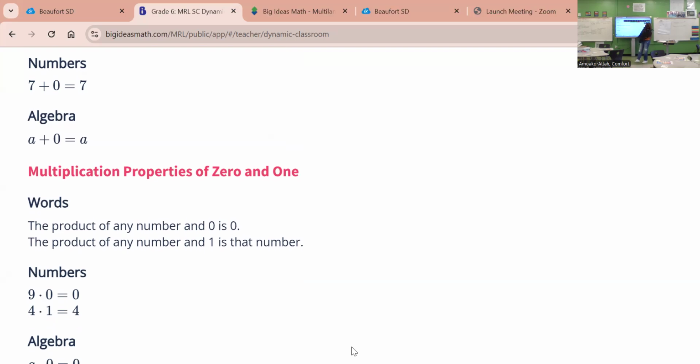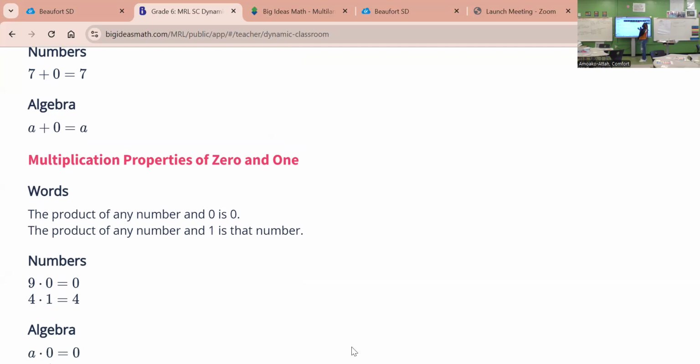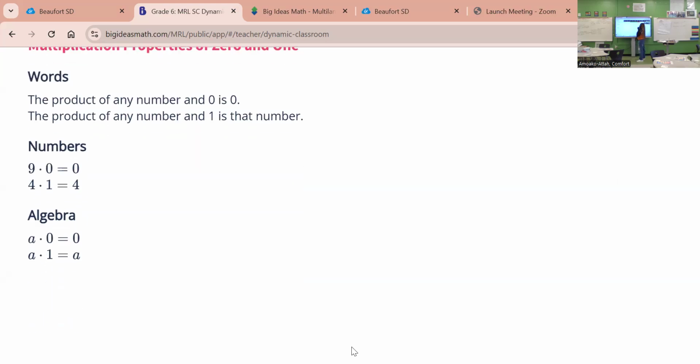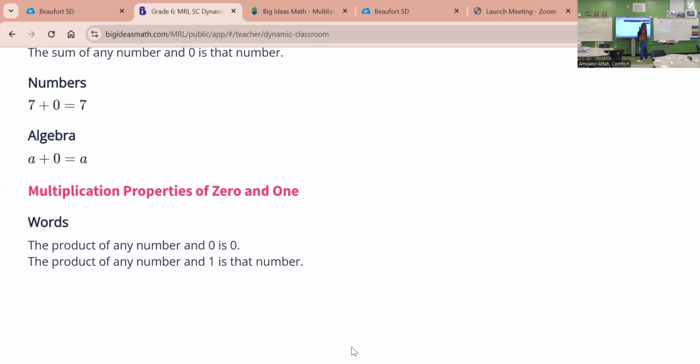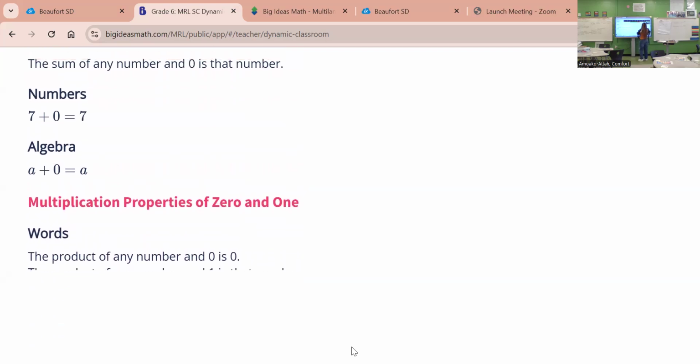Then it comes to the multiplication property of 0 and 1. The first one is the product of any number and 0 is 0. So if you multiply any number by 0, you should get 0. 100 times 0 is 0. 0 times 9 or 9 times 0 is still 0. In algebra, a times 0 is 0. And a times 1 is a. So the product of any number and 0 is 0. The product of any number and 1 is that number. Take notes of it.